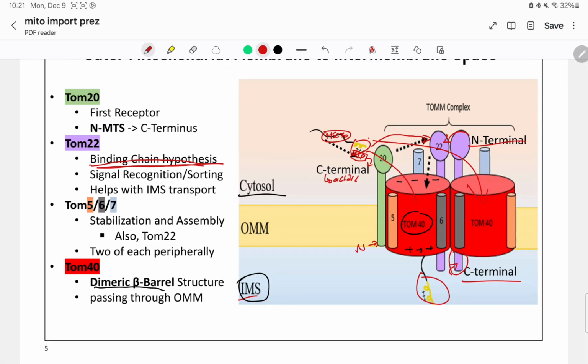So that's great. Now, all of these protein complexes require some form of stabilization to the membrane. So how is this done in the case of TOM40? TOM40 is stabilized by TOM5, 6, 7, and a little bit by TOM22. You can see how they're all peripherally attached to TOM40. Here's 5, 6, 7, and 22. And again, on this side, 5, 6, 7, and 22. These are all involved in the assembly and stabilization of TOM40.